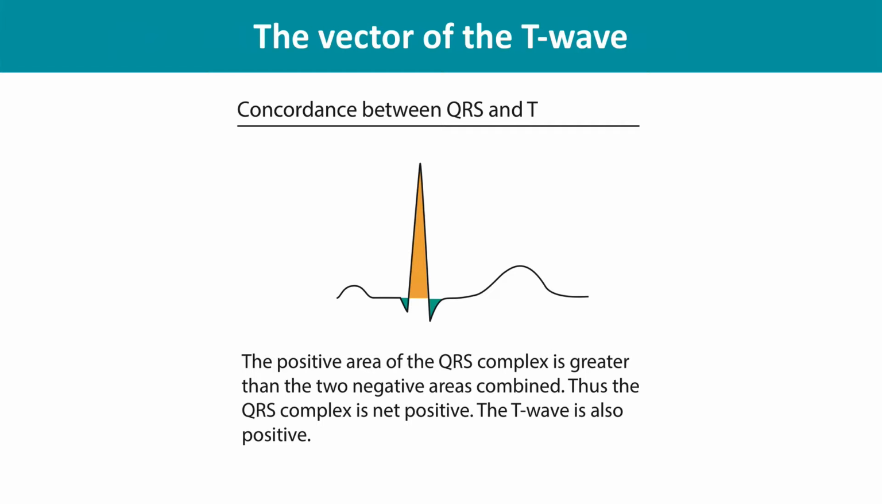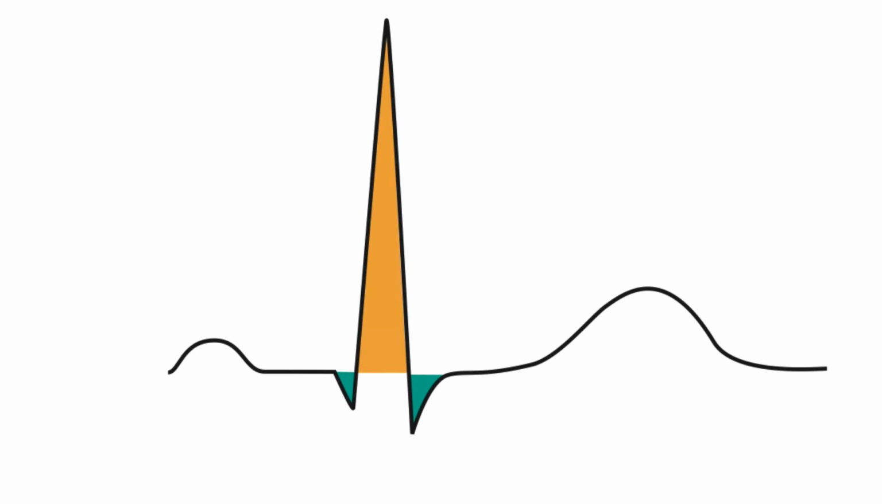The T wave should have the same direction as the main direction of the QRS complex. So let's look at this QRS complex. We see a small negative Q, a small negative S, but a very large and positive R. So it is mainly positive, or predominantly positive. So the QRS complex is positive. In this scenario, the T wave should also be positive.